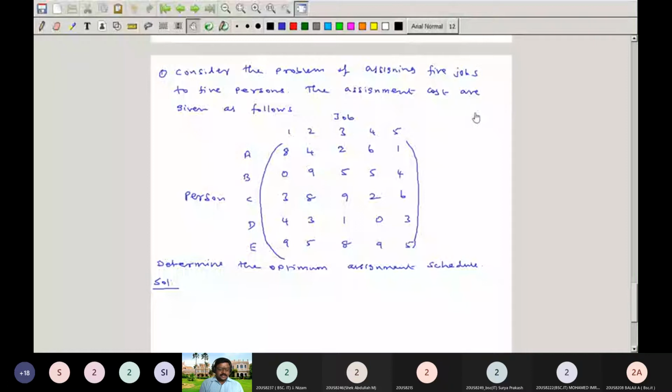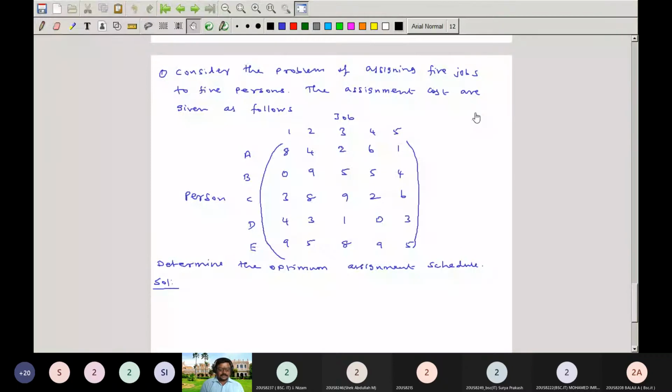Case A: if each row and each column contains exactly one encircled zero, then the current assignment is optimal. Case B: if at least one row or column is without an assignment, that is, without an encircled zero, then the current assignment is not optimal. Go to step 5.